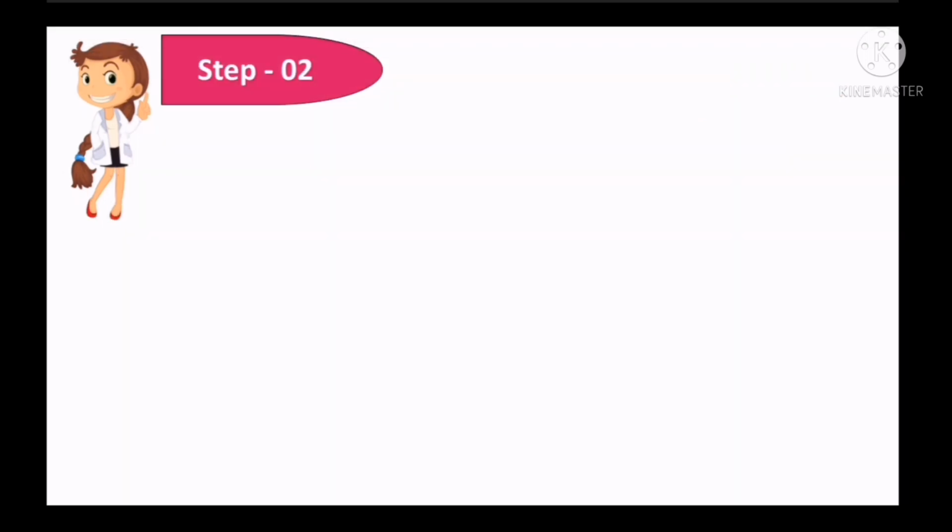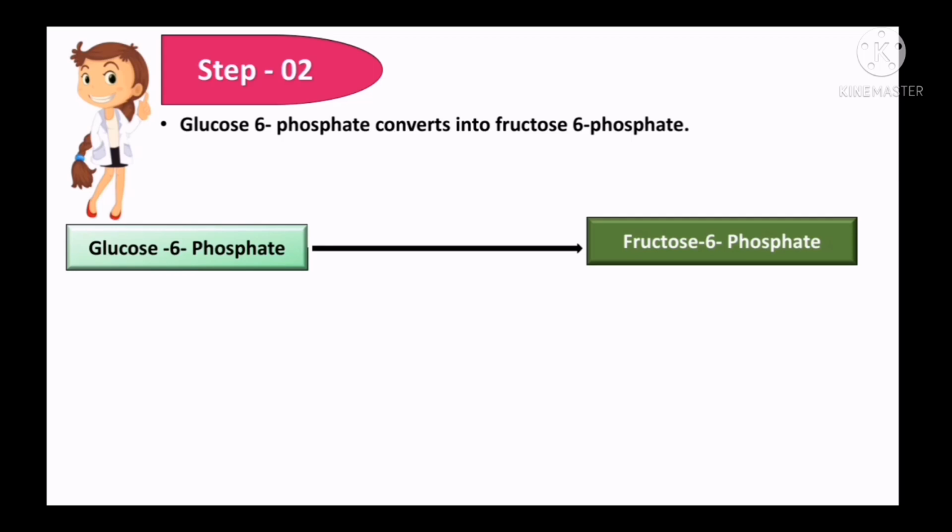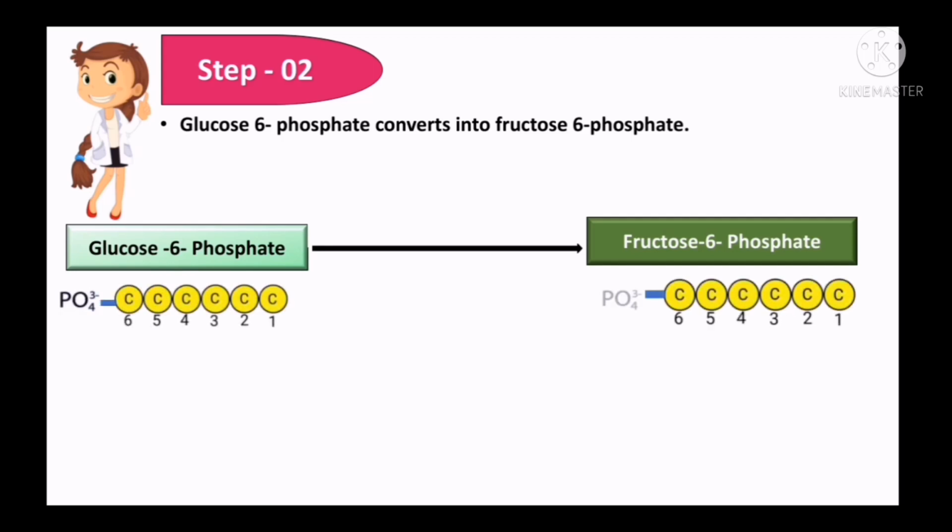Well, now we know what happens in step 1. So let's move on to step 2. In the second step, the glucose 6-phosphate molecule is converted into a fructose 6-phosphate molecule. But when you look at these two structures, you will see both structures are similar. It's because of the isomerization.